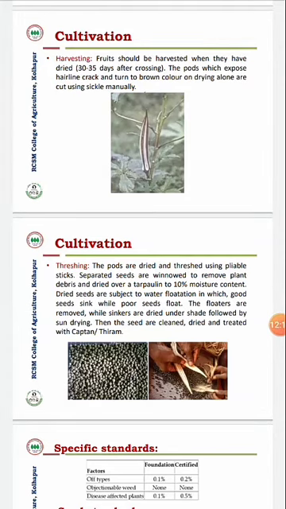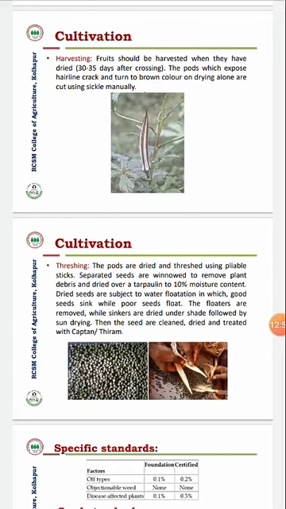So whatever pods are available, they are threshed by using pliable sticks, and the seed is separated by winnowing to remove the plant debris and unwanted material, and dried over a tarpaulin to maintain 10% moisture level. So the dried seeds are subjected to water flotation, in which the good seed sinks, while poor seeds are floated.